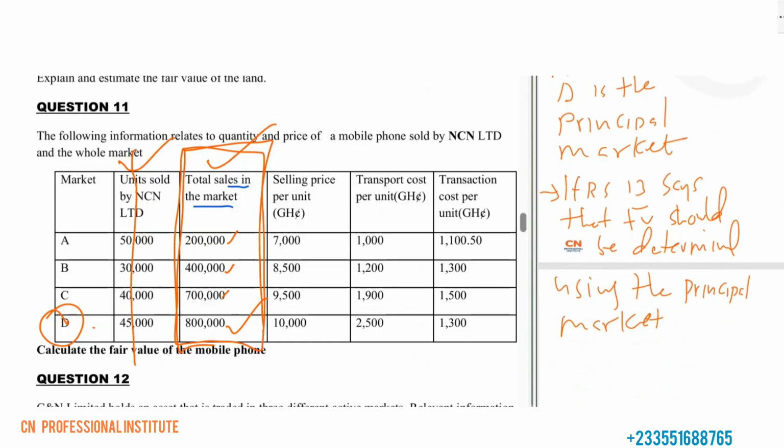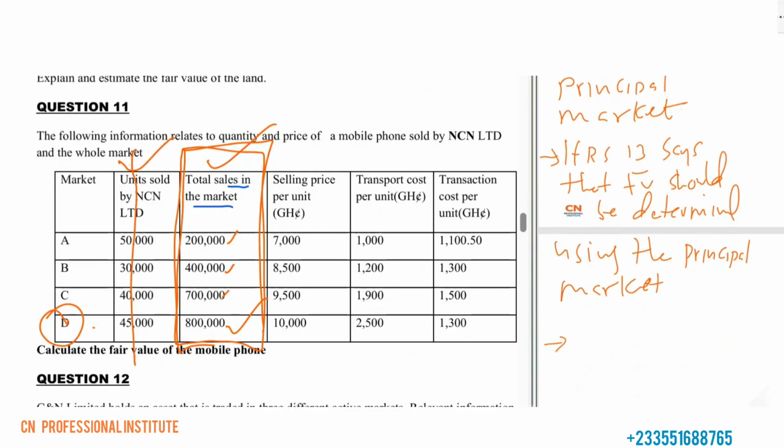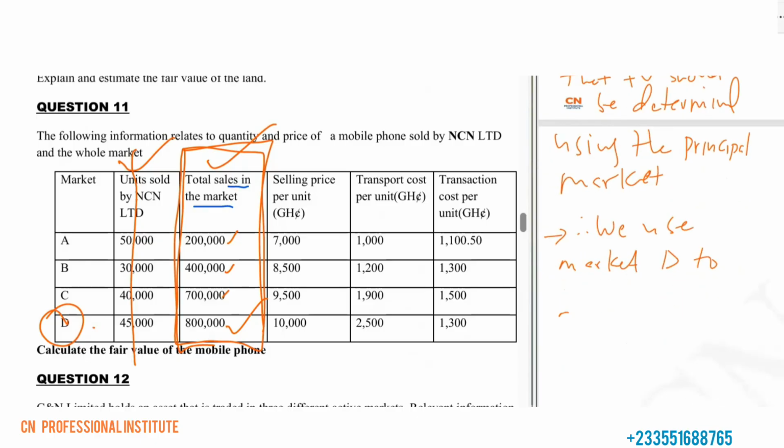And it is when there's no principal market that is the most advantageous. And in this question, there is what? A principal market. So market D is a principal market, and therefore we are going to determine the fair value from D. All right. So we are going to determine the fair value using market D.